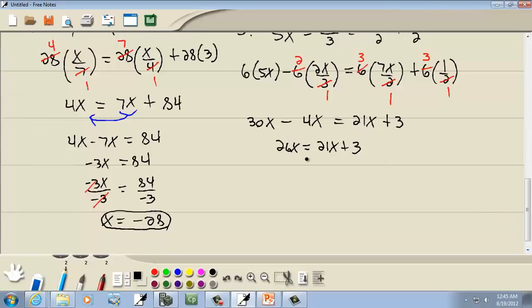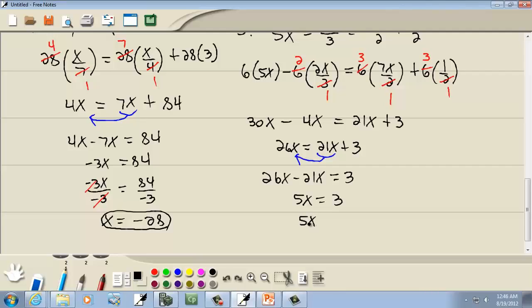Okay, third step. Get everything with an x on one side and numbers on the other. So I'm going to take the 21x over to the left side. So I got 26x minus 21x equals 3. Remember, when you take anything across the equals, the sign changes. Combine together like terms. 26x minus 21x gives us 5x equals 3.